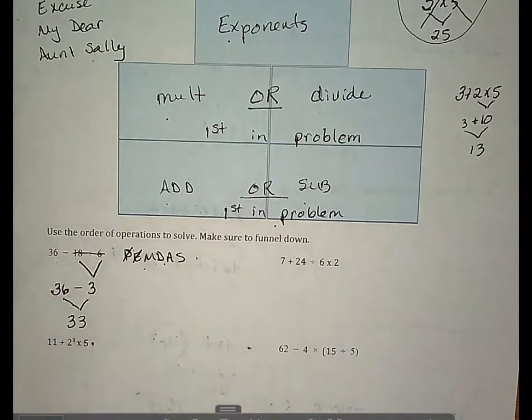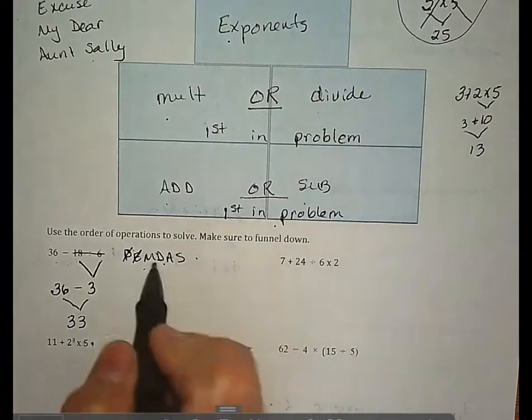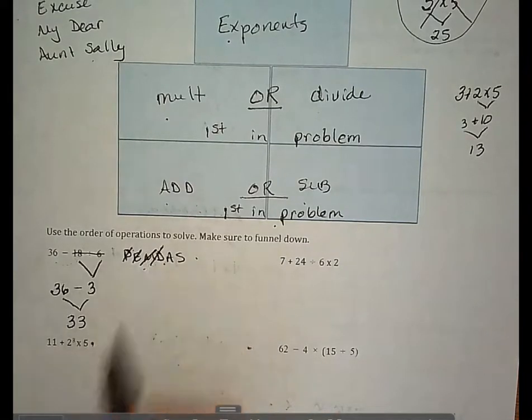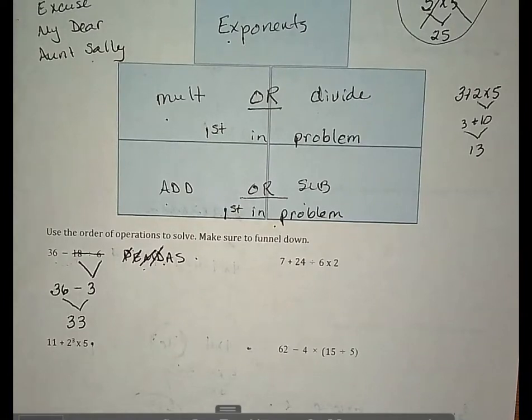I like to call this funneling down. These remind me of a little funnel, so we're funneling down. The next thing is we need to bring down the part of the problem that we haven't done yet. So we need to bring down the 36 minus: we need that operation and that number. We've taken care of multiplication and division, so now we're ready to add and subtract. We should be adding and subtracting as a last item, unless the adding or subtracting would wind up in parentheses. Most of the time, your adding and subtracting is going to be the last thing you do.